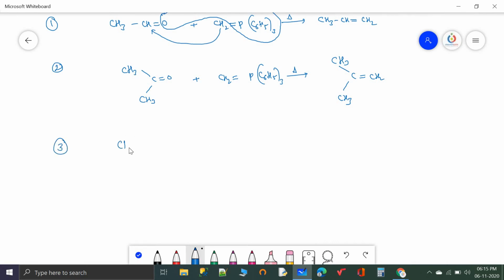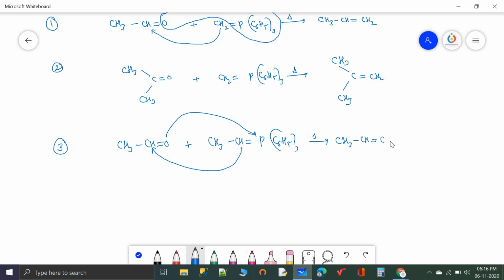So, you just see. Again, I will take acetaldehyde. Now I will take CH3, CH double bond, phosphorus with (C6H5) taken thrice, and heat it. Now this particular carbon will be connected to this particular carbon by a double bond and this oxygen will transfer to the phosphorus. So we get the molecule CH3, CH double bond CH, CH3: 2-butene. Now let us take another molecule. Just see here, some double bond O is there. I want to introduce a CH2 part over here.